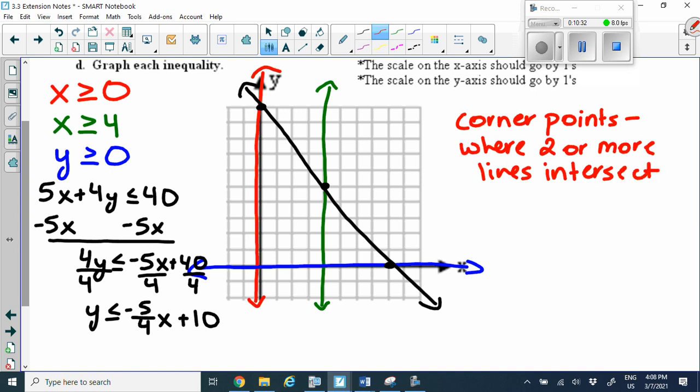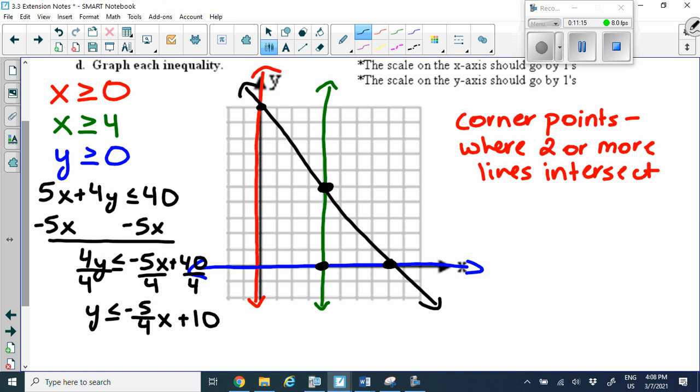So here, I see where my green and my black line intersect. That's going to be a corner point. Now I also see where the green and the blue line intersect, that's going to be a corner point. And then lastly, I do see where the blue and the black line intersect. That's going to be a corner point. Now you might also be wondering, well, we also have the red and black line, that's a corner point, and the blue and red. However, we want to make sure that we are bounded by most of our lines here. And really it's going to be our triangle there.